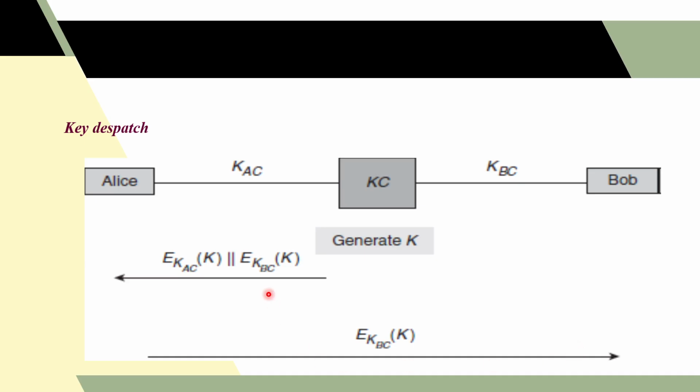Alice sends the remaining part as it is because Alice can't decrypt it. Only the Alice key can decrypt her part, and decrypting the other part is possible only with the Bob key. That's why she simply transfers it to Bob. When Bob receives it, Bob decrypts this key and gets the key. So this is what we call key dispatch.